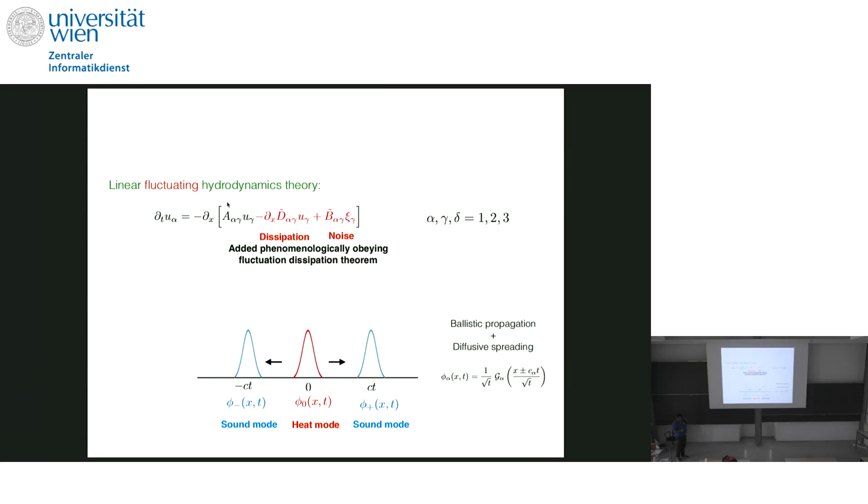However, if you want to have a fluctuating description, then in this theory you add dissipation and the noise term phenomenologically in the form of diffusion and noise term, which obey fluctuation dissipation theorem to ensure thermalization. And in presence of such terms, if you have again the same initial picture where you have an excitation, then in addition to the ballistic propagation, you will have a diffusive spreading of these excitations.